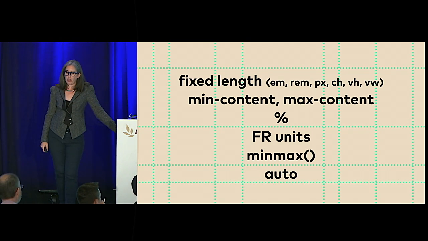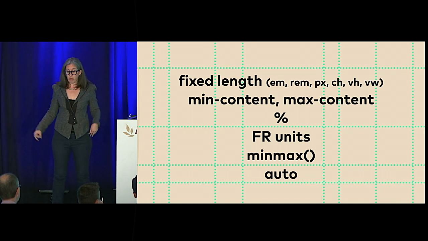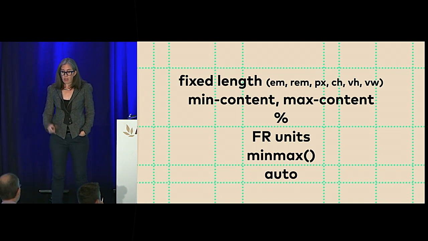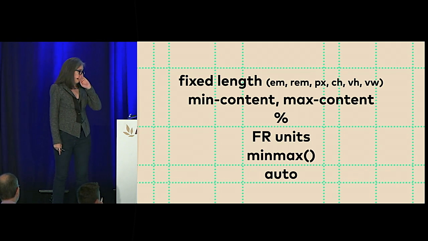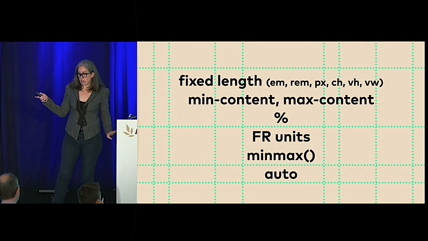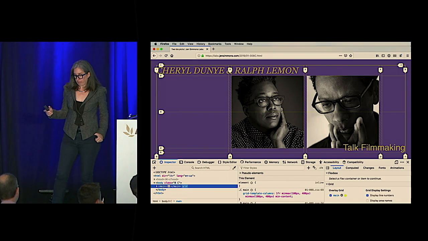You can define a fixed length, like an em, a rem, a pixel length, a character unit, CH, viewport height or width units. You can say min-content or max-content. You can use a percent; there are times when using percents is a really good idea. FR units, min-max statements, auto. A lot of different choices. We have all these different options.